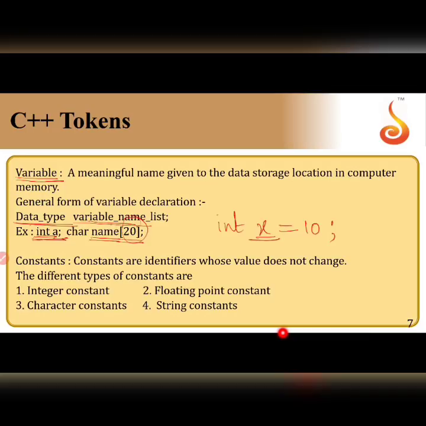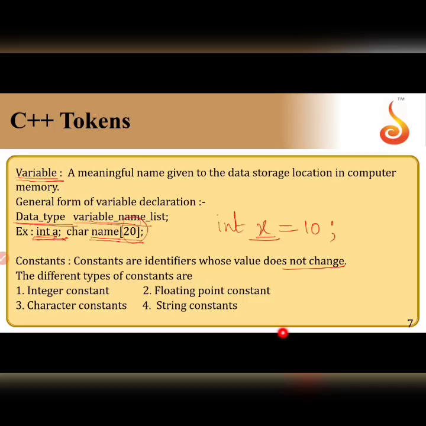Next is constants. Constants are identifiers whose value does not change. If you want something not to change its value during the execution, that is, you don't want the user to change the value of it, then you can make it a constant. The types of constants are integer constants, character constants, floating point constants and string constants. Now we'll see the general syntax of declaring a constant. How do you declare a constant?